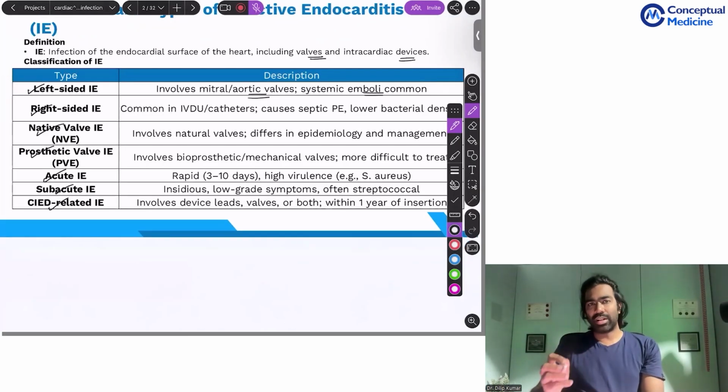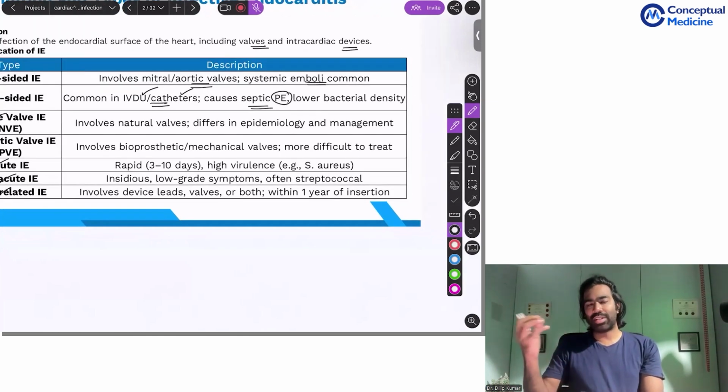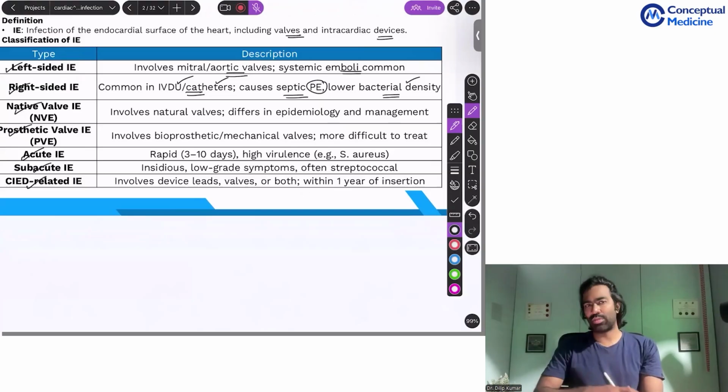And if you look at right-sided infective endocarditis, it's very common in patients who are using intravenous drugs, or those who are having intravascular indwelling catheters, like those who are having central venous catheters for the sake of either giving antibiotics in the ICU, vasopressors in the ICU, or probably those who are using dialysis catheters. So those are at high risk of right-sided endocarditis, and they can actually cause septic pulmonary embolus, which can result in multiple cavitating lung lesions over a period of time. And they generally tend to have a relatively lower bacterial density compared to the left-sided infective endocarditis.